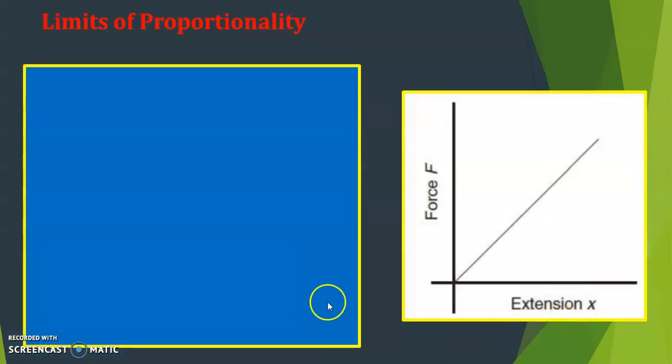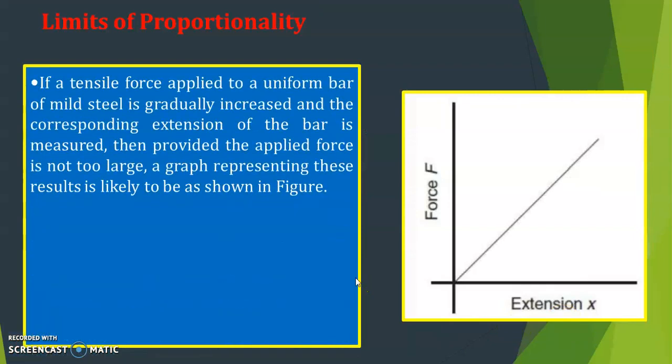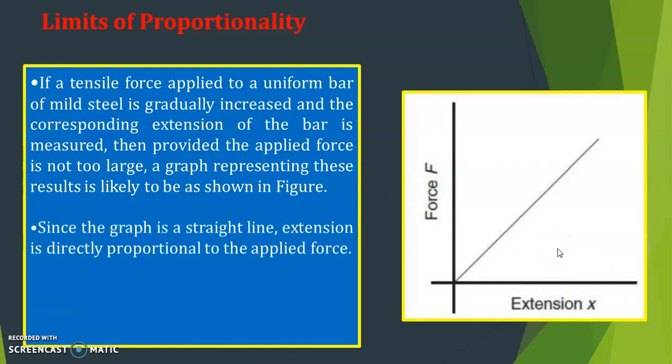Okay, we will now see one by one in detail, starting with the limit of proportionality. I have divided that graph into different parts. The first one is the limit of proportionality. Here, if a tensile force applied to a uniform bar of mild steel is gradually increased and the corresponding extension of the bar is measured, then provided the applied force is not too large, a graph representing these results is likely to be as shown in the figure.